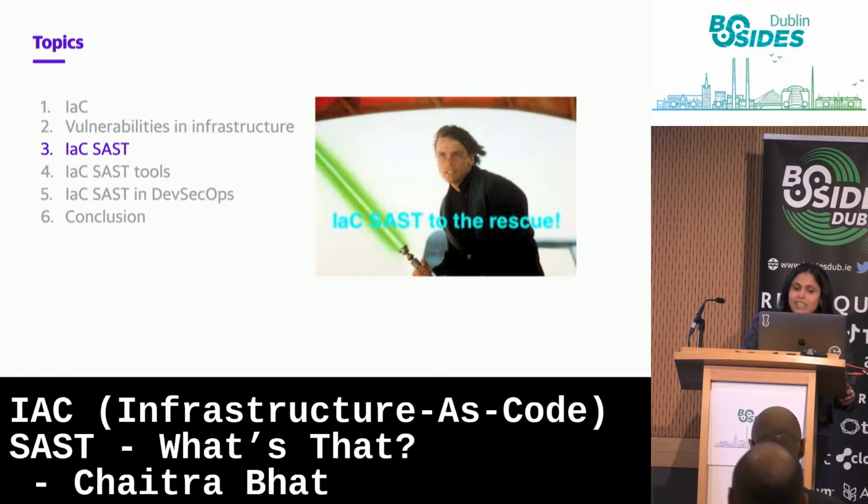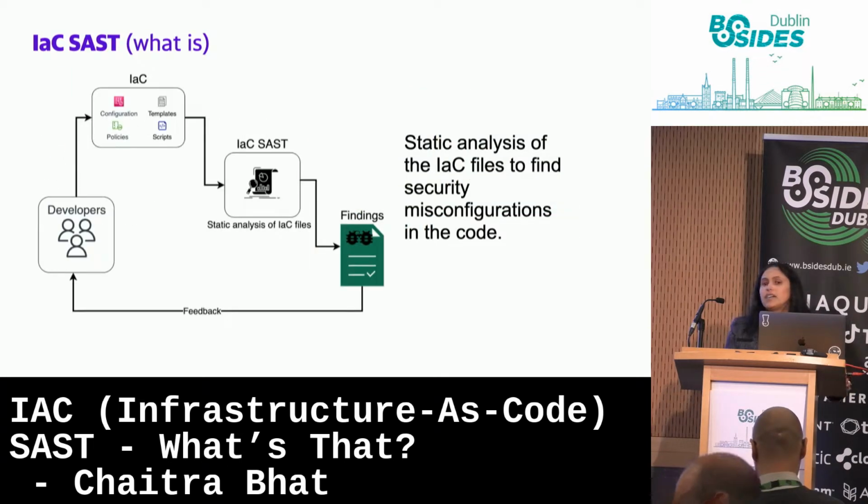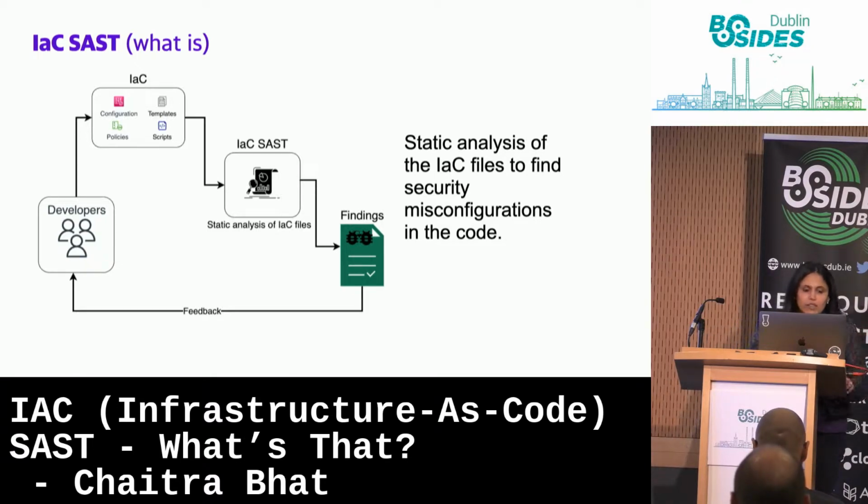So let's see now how IAC SAST can rescue us, and help us find these misconfigurations in our infrastructure code very early in our development cycle. So what is IAC SAST? IAC SAST is static analysis of your infrastructure as code to find any security misconfigurations in your code. So ideally, it should look like this.